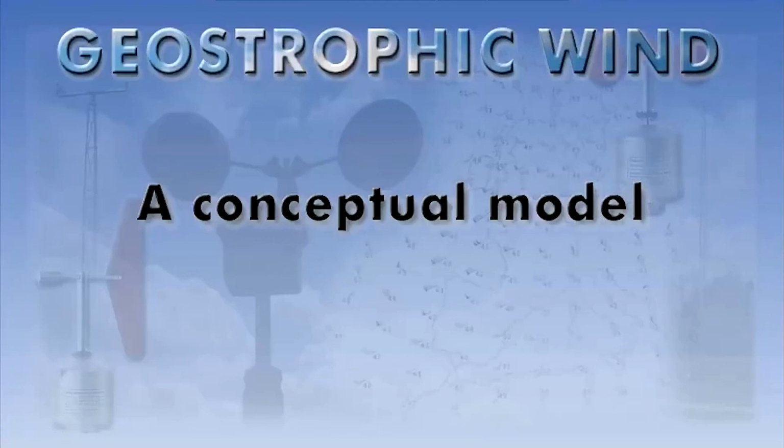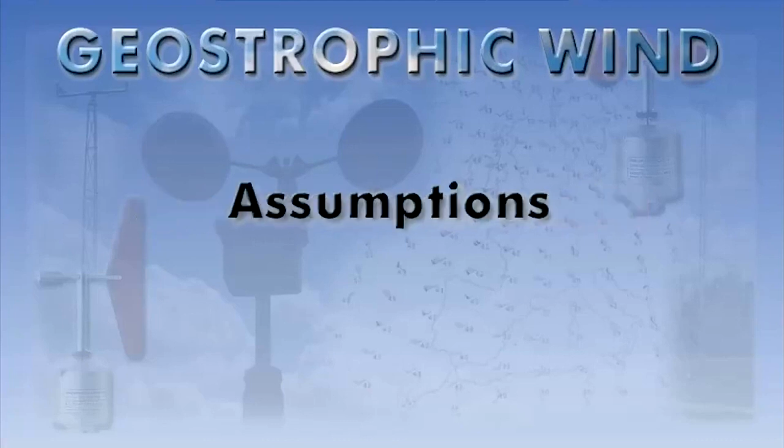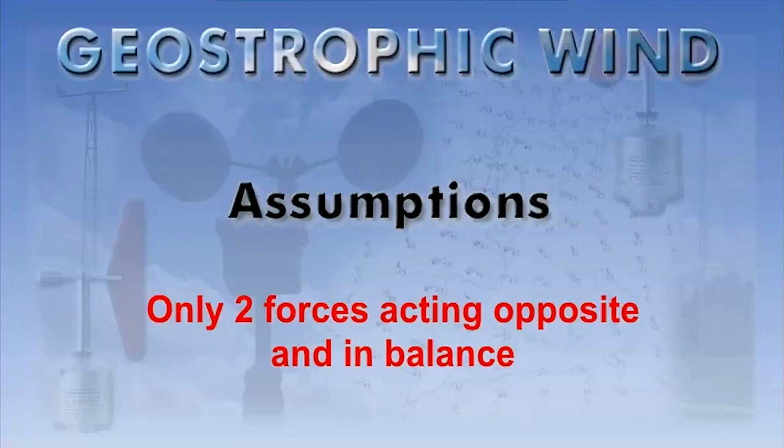Firstly, we will explain and list the facts we know about the geostrophic wind and expand on each one as mentioned. The geostrophic wind is composed of two forces. These forces must be in balance and work opposite to each other. What are these forces though?